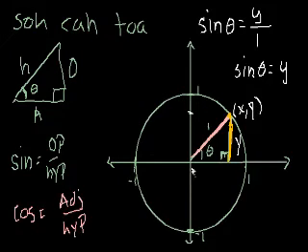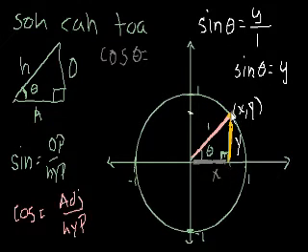I'm running out of colors. The adjacent side is this bottom side right here. So, I'm running out of space too, cosine of theta would equal this gray side, which is the adjacent side. And what is that? What is the length of this side? Well, it's just x, right?